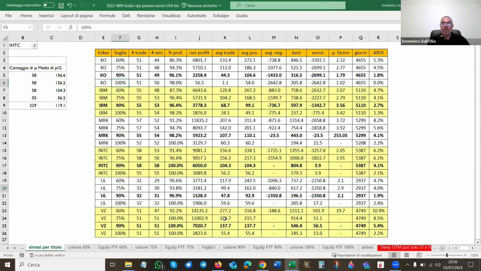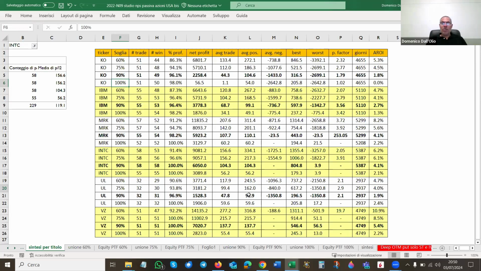The average trade would be $215. The best 900, the worst plus 51. So even the worst case scenario would be a gain. With an average annualized return on investment, based on half of the value of the position as initial margin, of 8.5%.